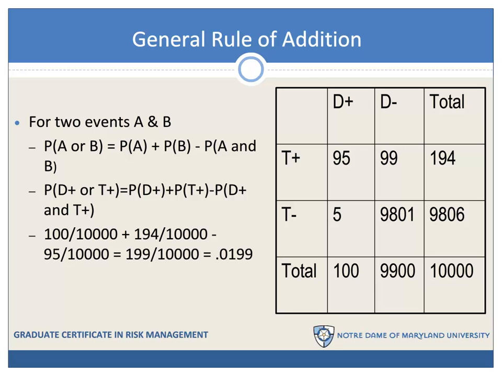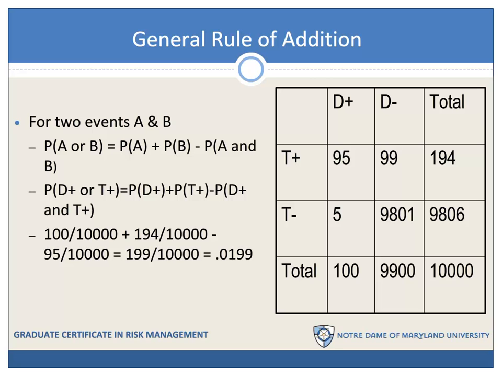So that last term in our rule there, the probability of D+ and T+, that's basically saying when you have a table, and the table makes it easier for us to grasp these consequences, we're looking for the intersection of D+ and T+. That's 95 people. 95 people out of 10,000 were counted twice.